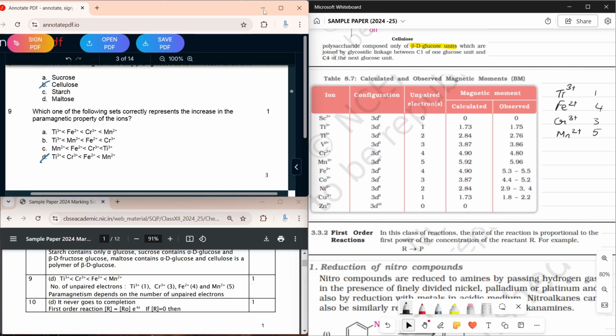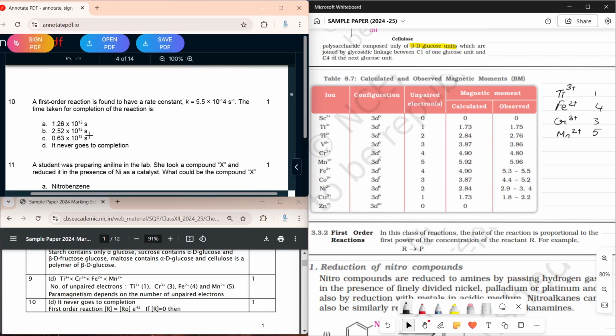Okay. The next question. The first order reaction is found to have a rate constant K equals 5.5 into 10 to the power minus 14 seconds inverse. So the time taken to completion of the reaction, actually it never undergoes completion. Now this is because the rate of the reaction is directly proportional to the concentration. Because it is directly proportional to the concentration, as you have a decrease in the concentration of reactant, the rate of the reaction will also start to slow down.